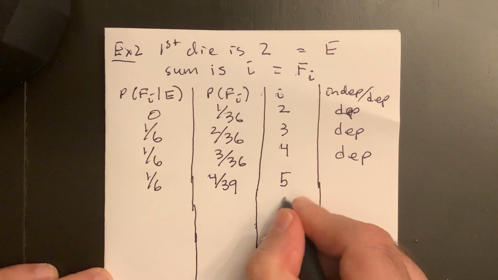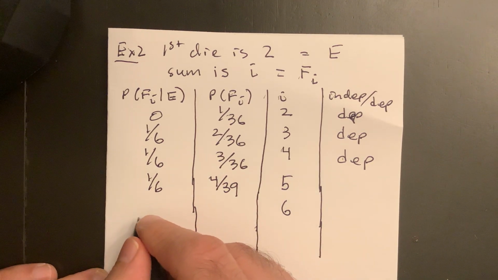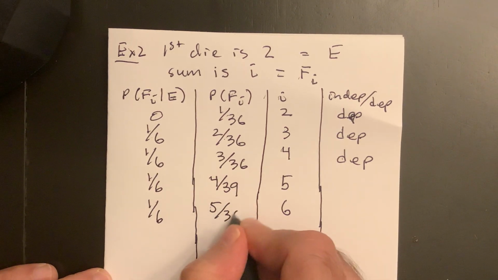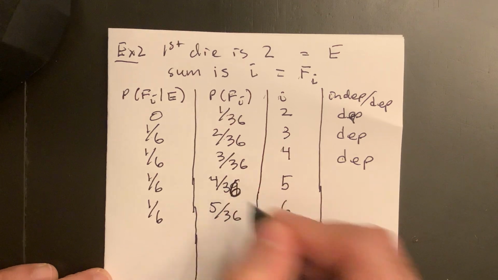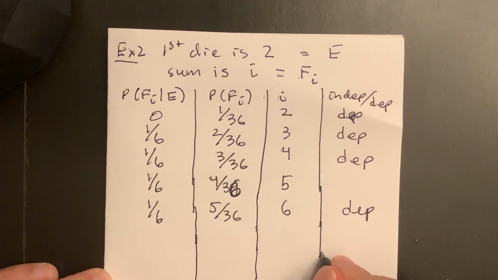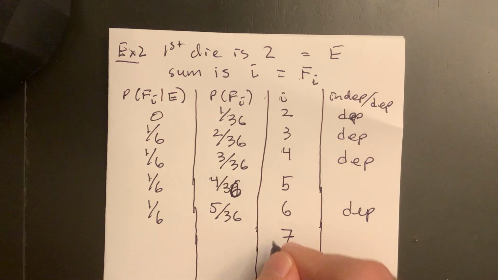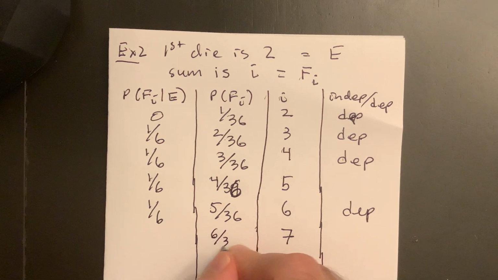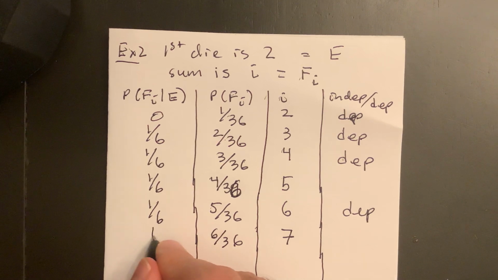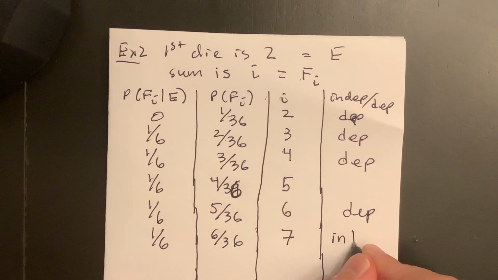What about 6? If I get a 4, I have a sum of 6, so this is 1/6. But the probability of 6 is 5 out of 36. So this is dependent. Took a while, but we got here: 7. What's the probability of 7? It's 6 out of 36, which is 1/6. The probability of 7 if the first die is 2 is 1/6, the probability the second die is 5. So these are independent.